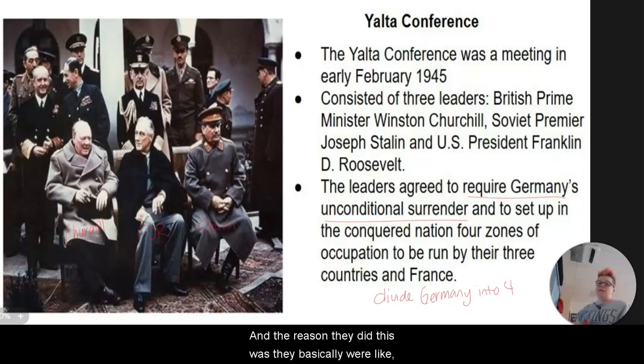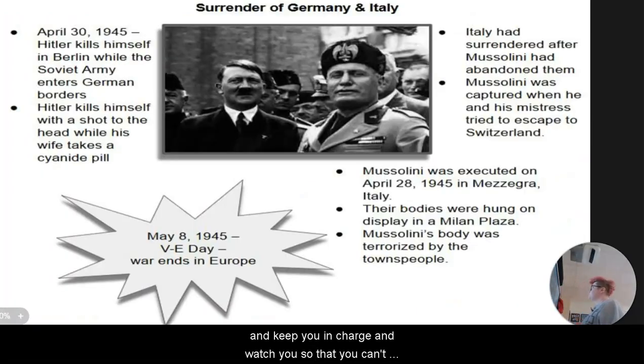And the reason they did this was they basically were like, listen, we tried to give you the chance after World War I to get yourselves together, and you elected Hitler. So what we're gonna do is we're gonna just follow you and keep you in charge and watch you so that you can't take it over again.